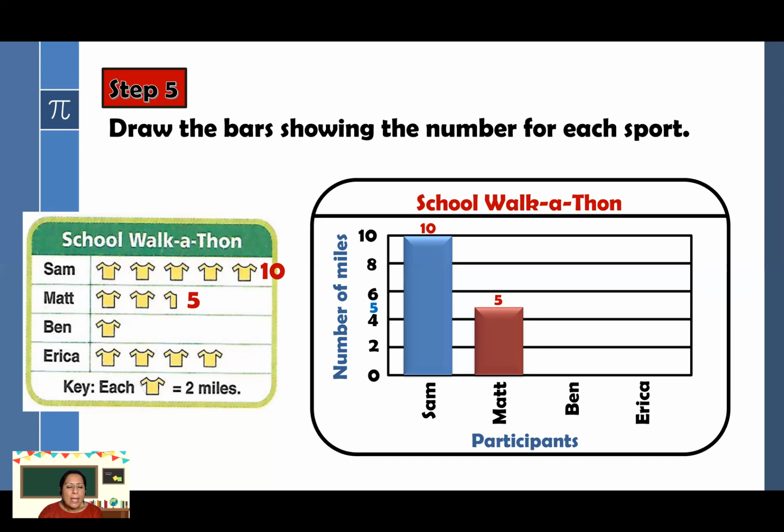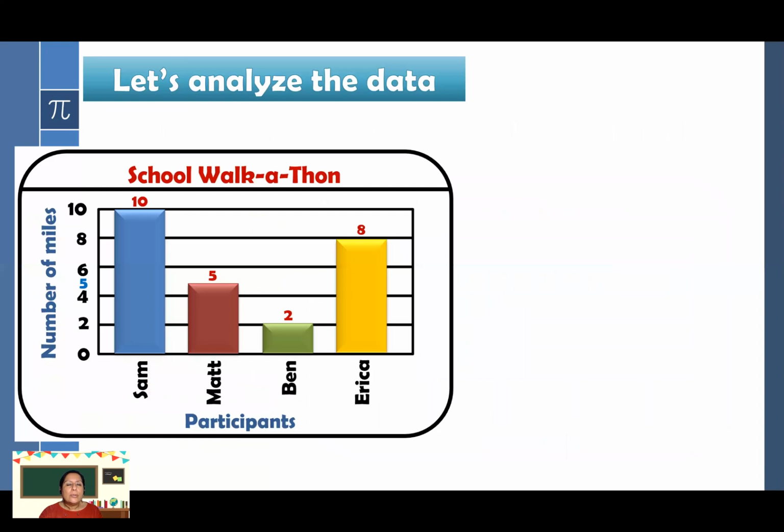Then I'm going to go to Ben. Ben only walked for 2 miles. I'm going to find a 2 in my graph, and I'm going to stop there for that bar, and I'm going to label it again. And finally, I know that Erica walked for 8 miles. I'm going to find the 8 in my graph, and I'm going to stop my bar in number 8. And I'm going to label it 8. So once I finish doing my bar graph, I'm going to analyze the data and solve some problems.